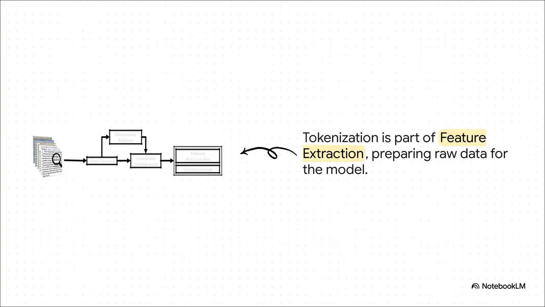So let's zoom out. Where does this whole tokenization thing fit in the grand scheme of AI? Well, it's a core part of what's called feature extraction. That's just a fancy term for getting your data ready. It's the step where you take messy, raw human language and transform it into the neat, structured numbers an AI needs. And this right here perfectly shows that old saying, garbage in, garbage out. If you mess up this first step, the whole system that follows is built on a shaky foundation.